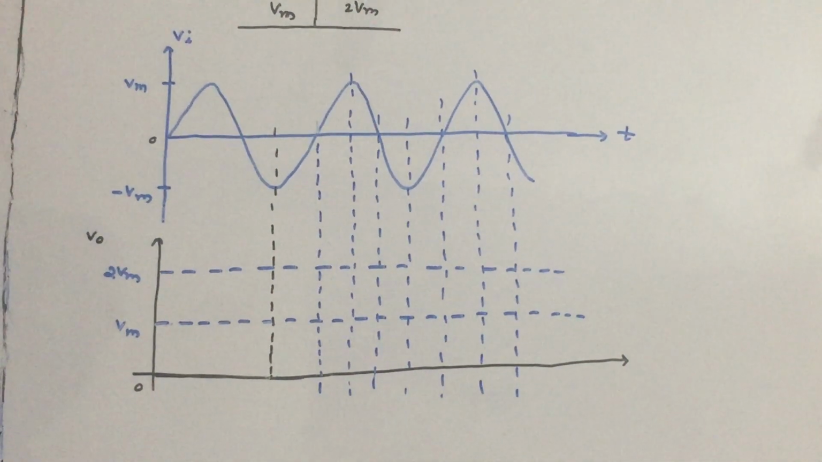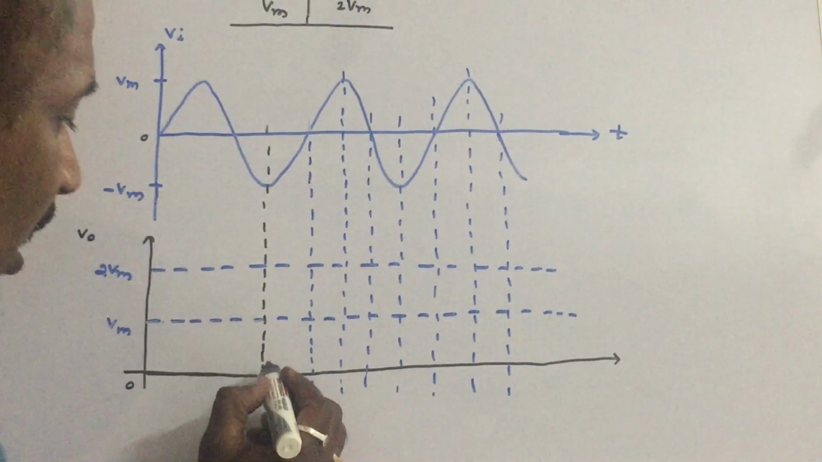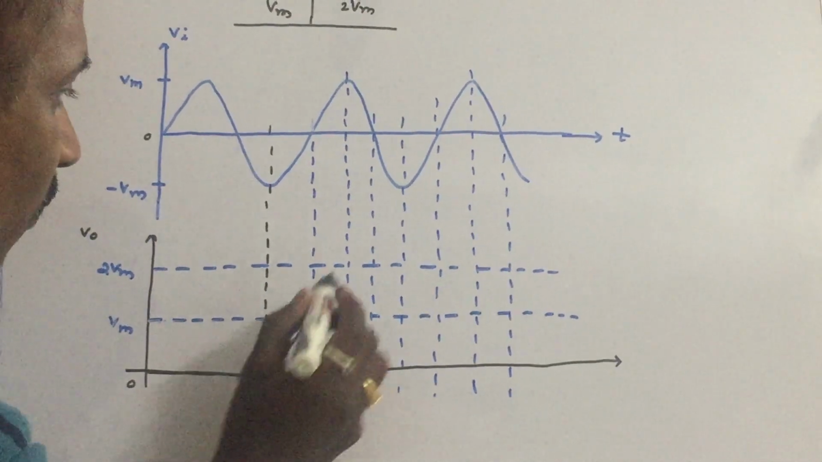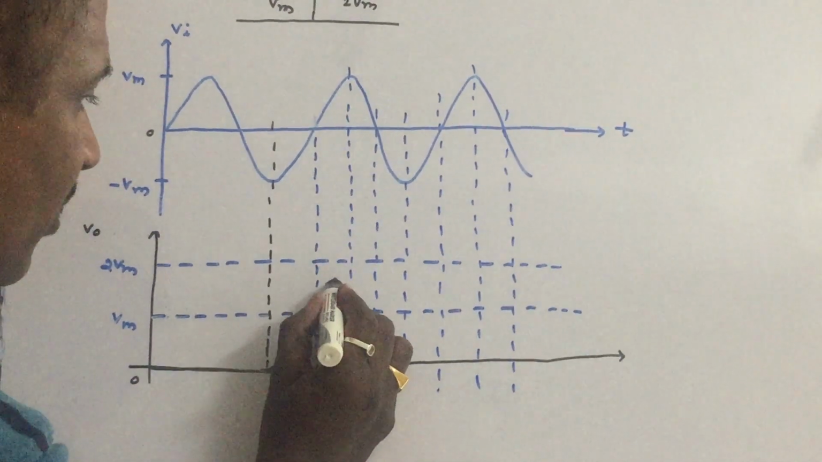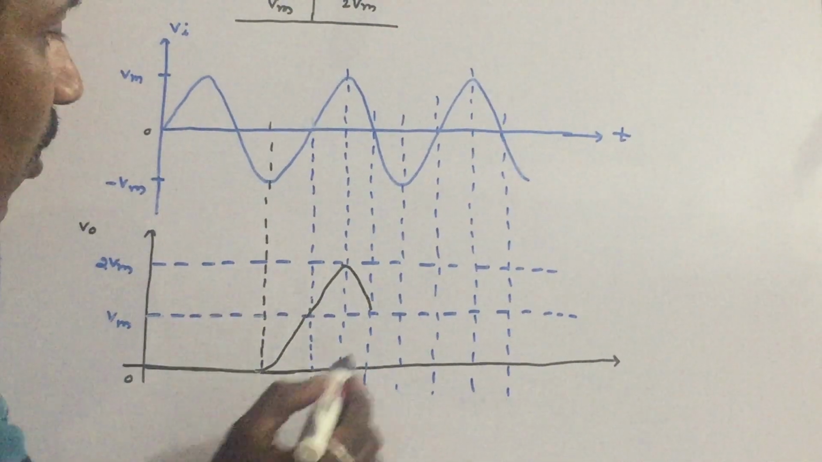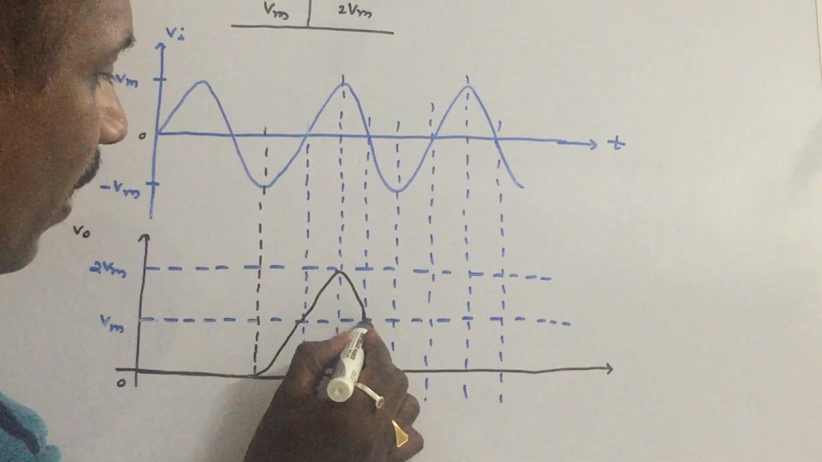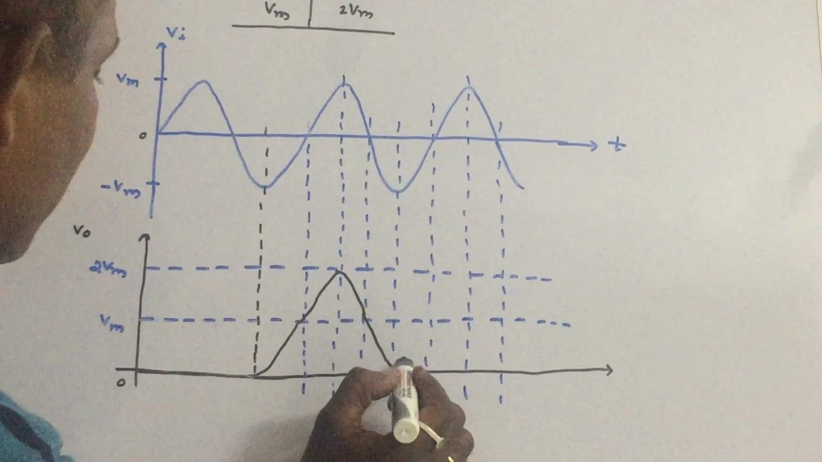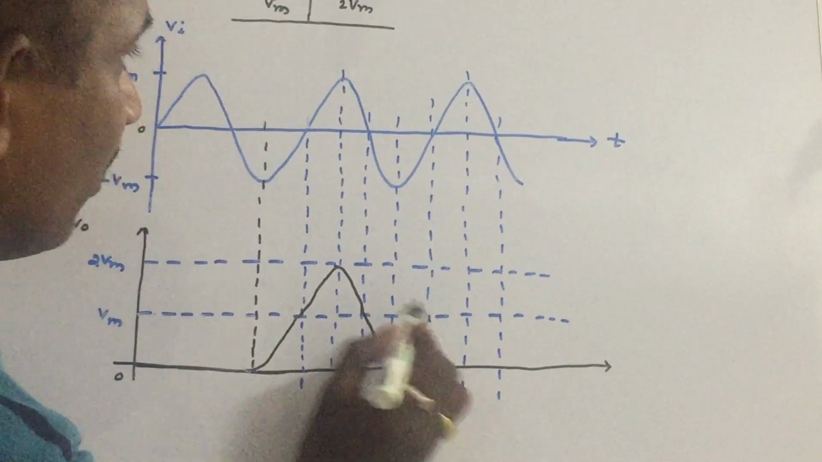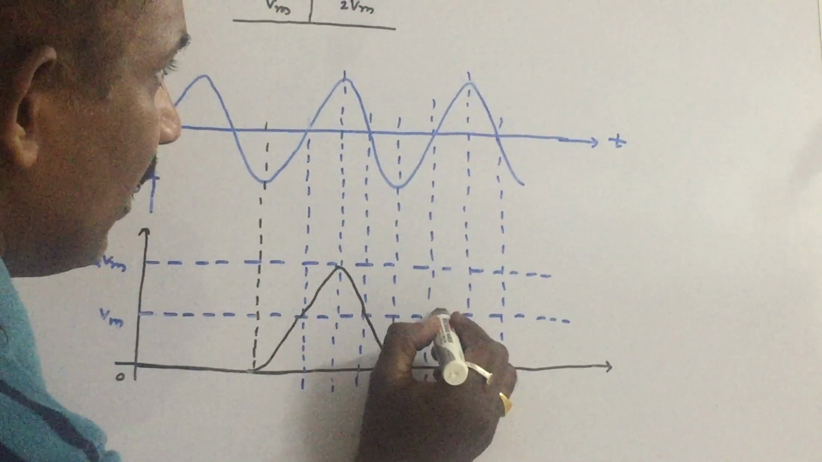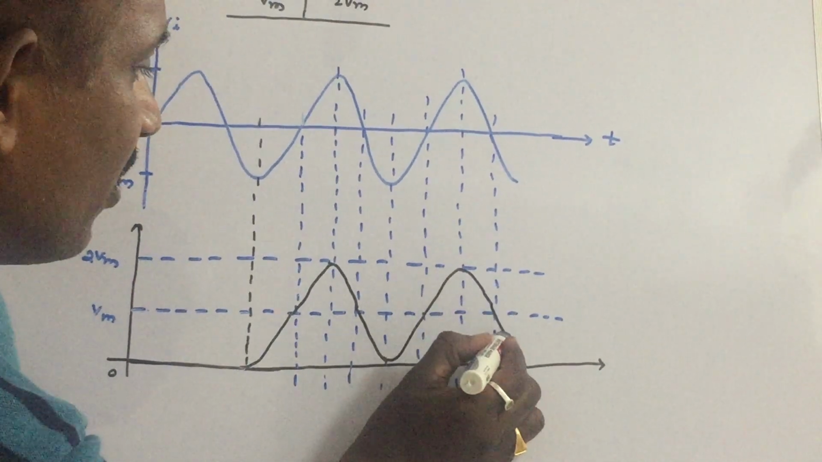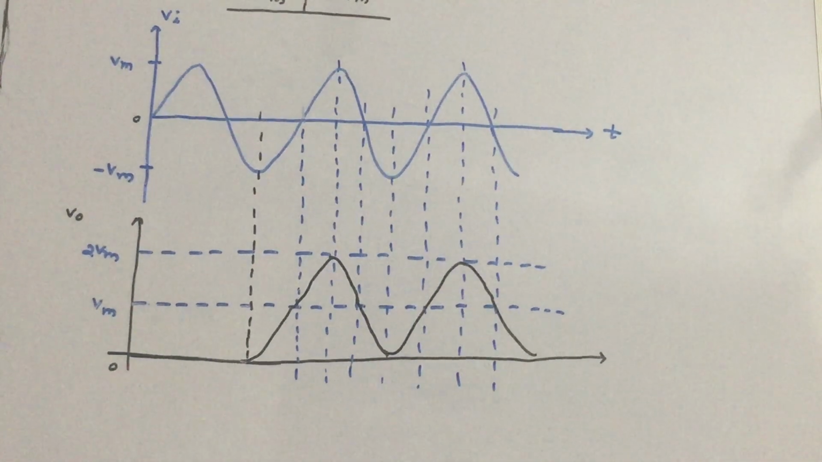Now, when the input is 0, from the above expression, what is the output? The output is Vm. When the input is Vm, you can see Vm plus Vm is equal to 2Vm. Again, when the input is 0, the output is Vm. When the input is minus Vm, the output is 0. When the input is 0, the output is Vm. When the input is plus Vm, the output is 2Vm.